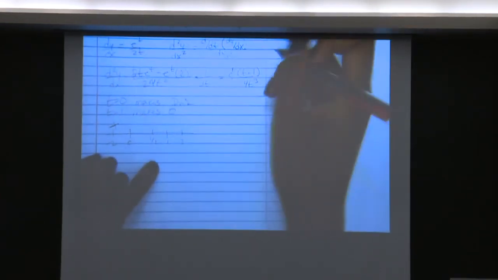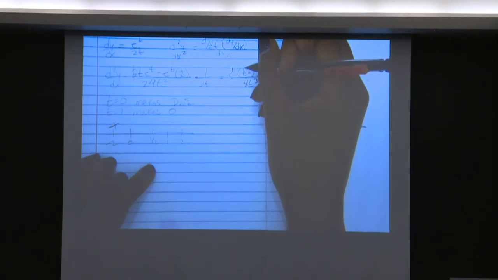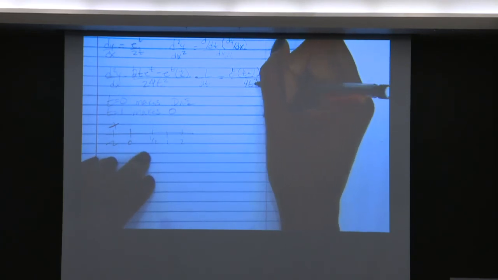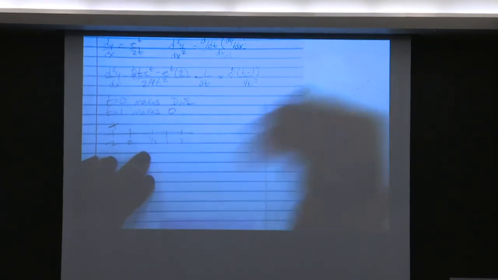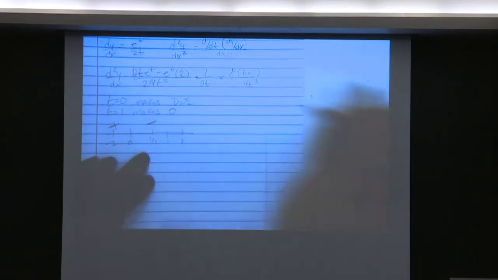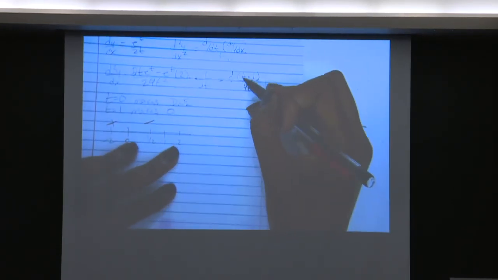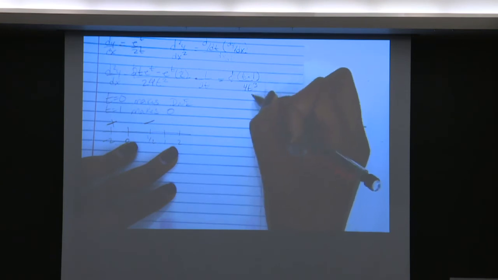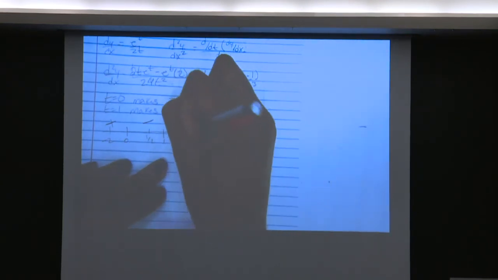When I plug in 1/2, I get a negative on the top. I get a positive on the bottom. So a negative divided by a positive is still a negative. So that's a negative. When I plug in 2, I get a positive on top, that's 1. I get a positive on the bottom, that's positive.